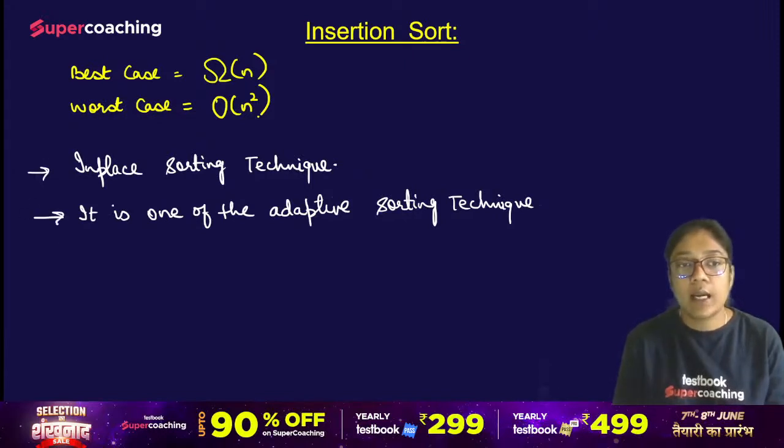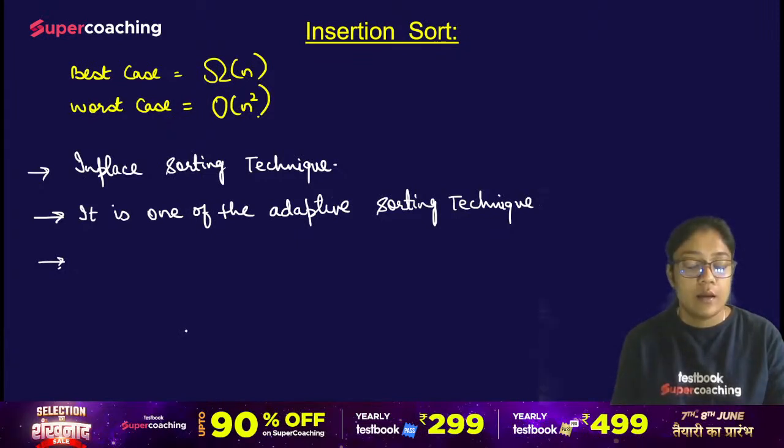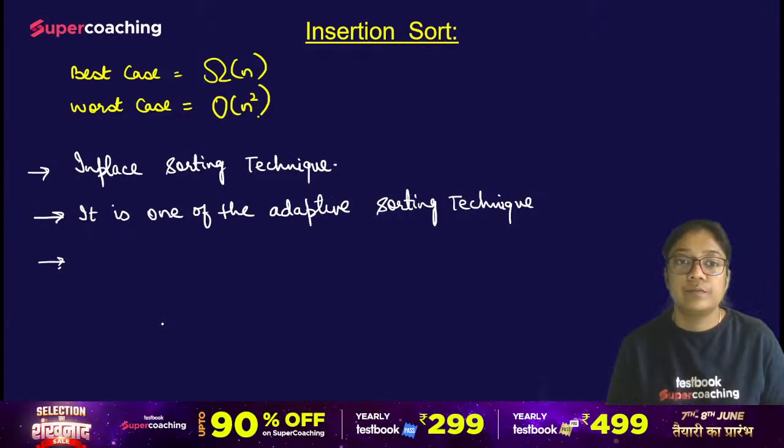What about stability? Is it stable? In place है, adaptive है. What about stability? Is it stable? Stable का मतलब होता है अगर आपके पास same values हैं keys की, then their relative ordering will be same. For example, A, B, C, D.